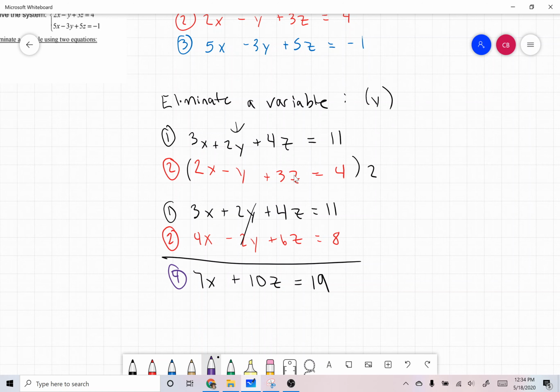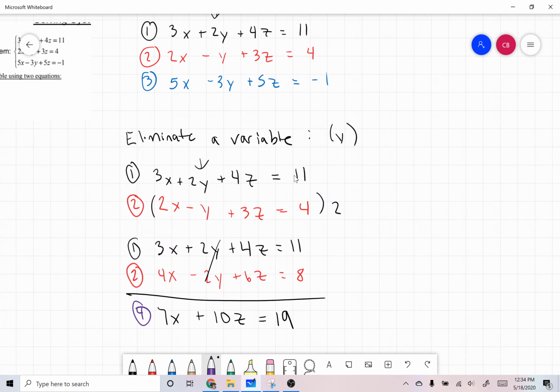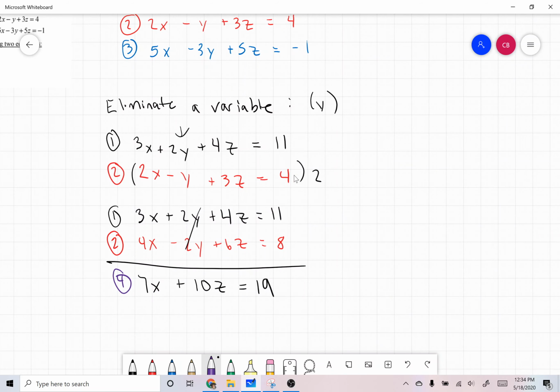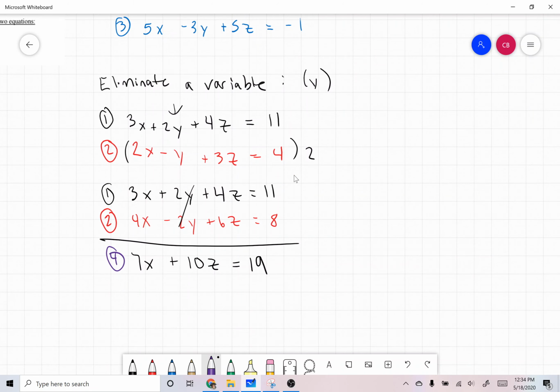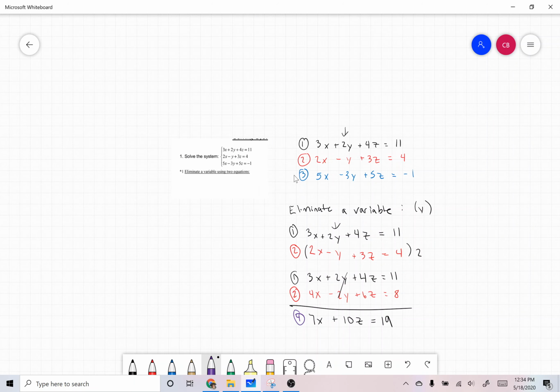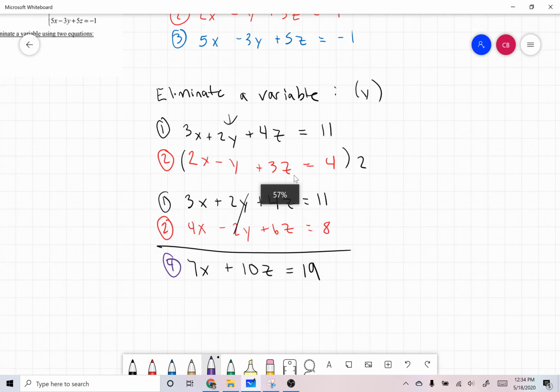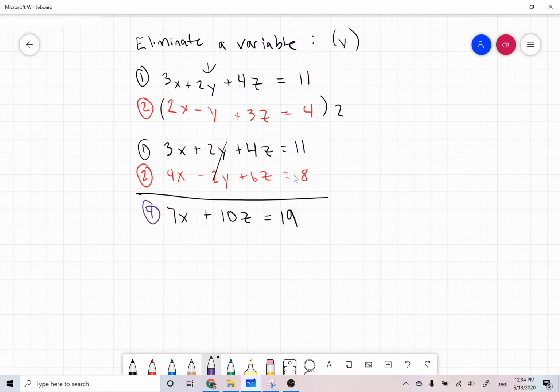The labels are important because they help you keep track of which equations you've used. Obviously, we've used 1 and 2. We have yet to use 3, so we have to use 3 in the next one, and we still have to eliminate y, because if we eliminate a different variable, you will have issues. I'm not going to do it in this video, but if you try it, you will have an x and a y, and maybe a y and a z, and you cannot eliminate in the next step after this.